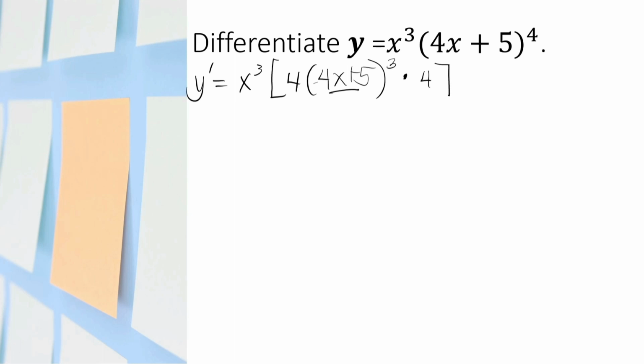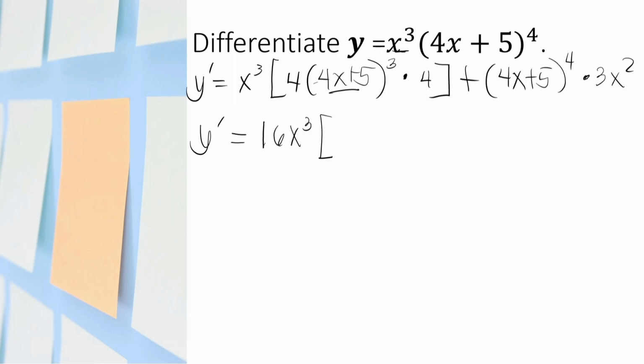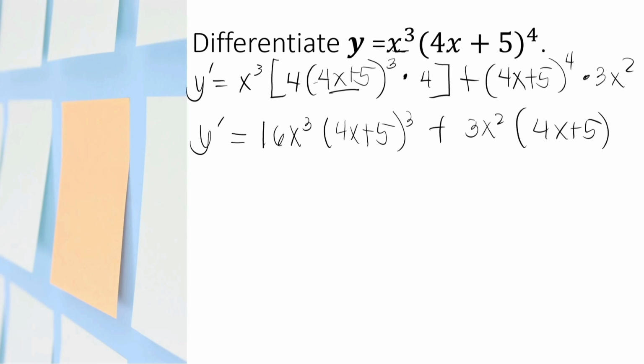So, 4 na lang. And then, plus, copy natin si (4x plus 5) raised to 4 multiplied by the derivative of x cubed. So, that is 3x squared. So, simplify lang natin. So, y prime is equivalent to 4 times 4 is 16 times x cubed. So, that is 16x cubed, then (4x plus 5) raised to 3, plus 3x squared, (4x plus 5) raised to 4.